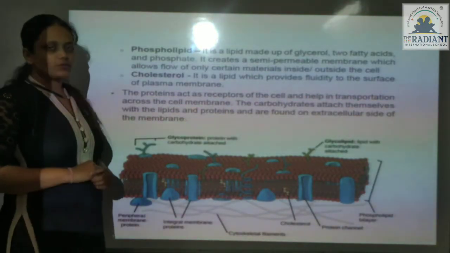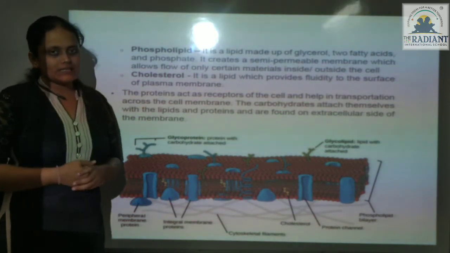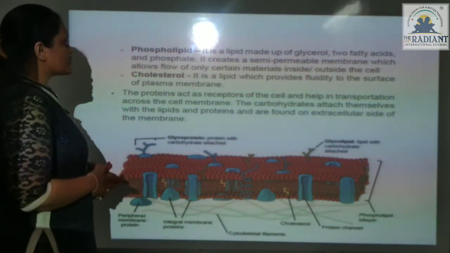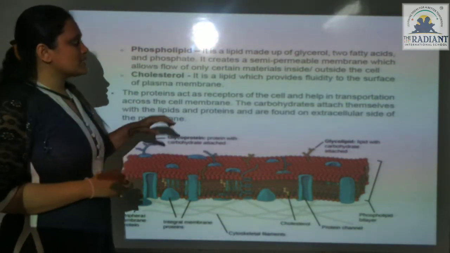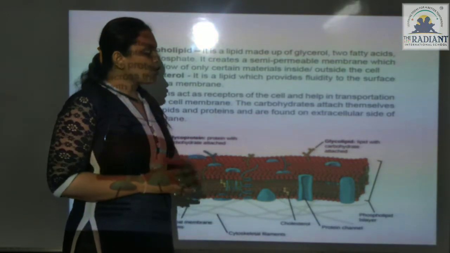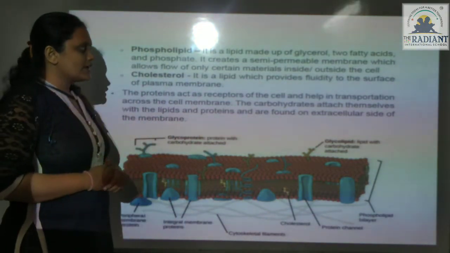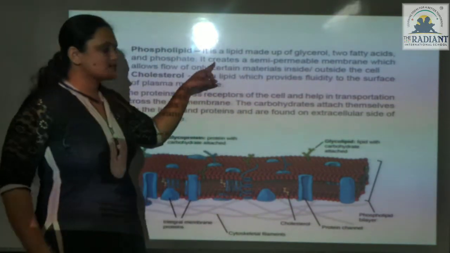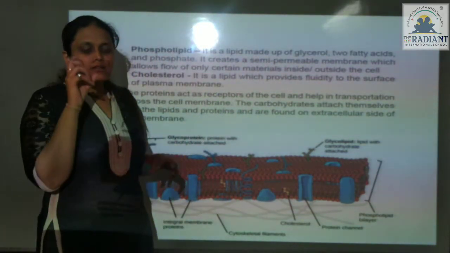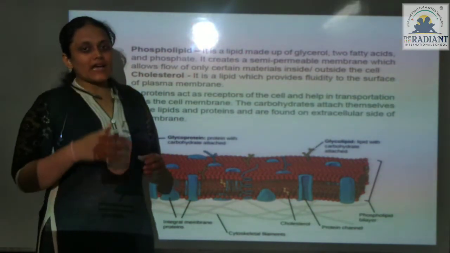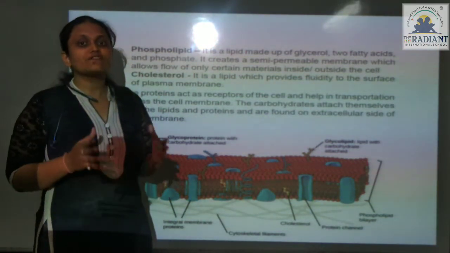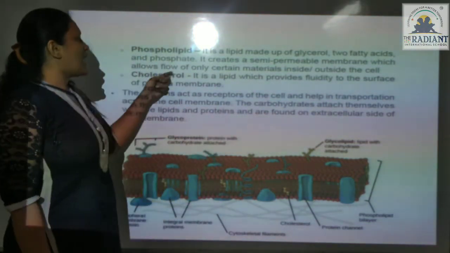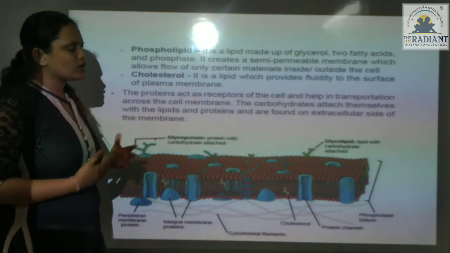Now here, we have seen earlier what the two types of lipids are of which the plasma membrane is made up. So here we have phospholipid. It is a lipid made up of glycerol, two fatty acids and phosphate. It creates a semi-permeable membrane. Now this becomes the focus point, that due to the phospholipid only, a plasma membrane has the feature of semi-permeability. Otherwise, it would not have that, which allows the flow of only certain material inside or outside of the cell.